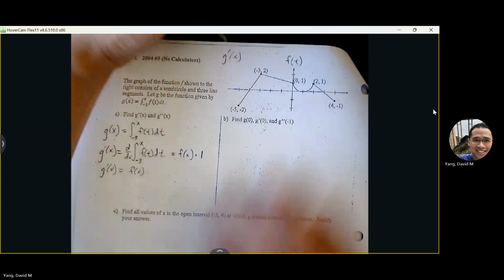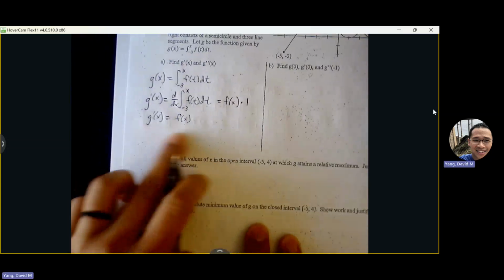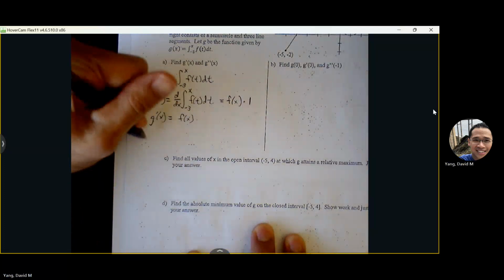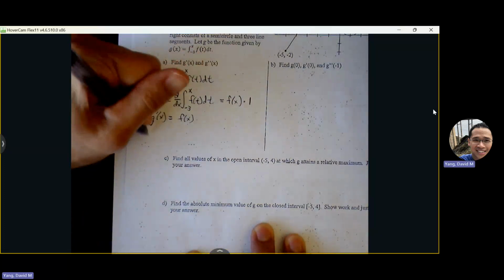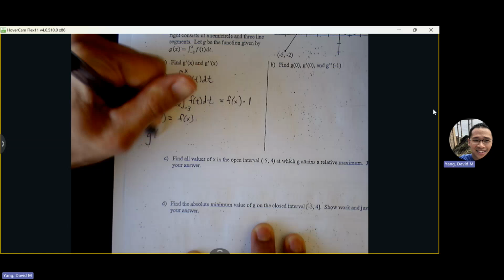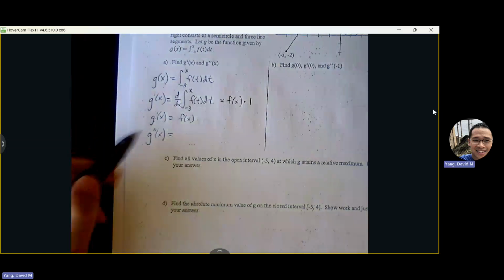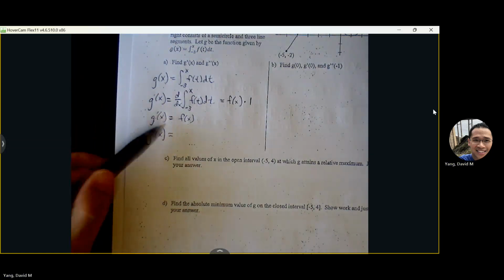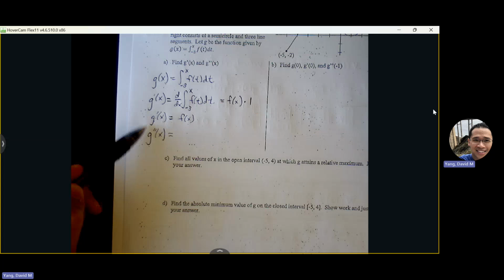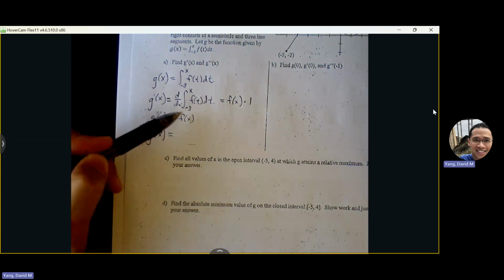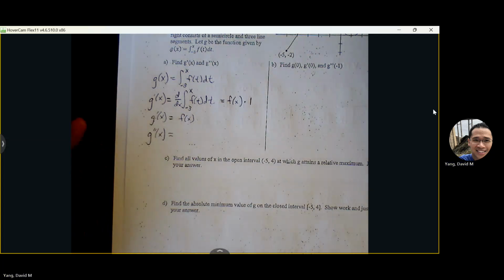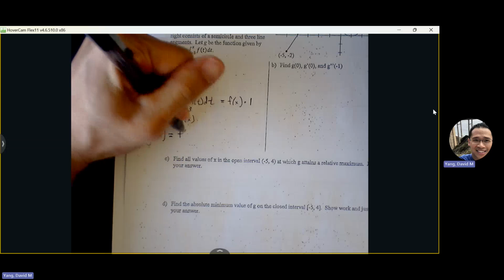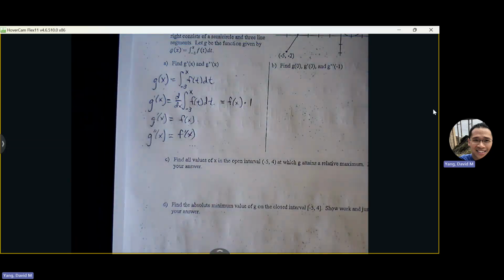Now, if g prime is f of x, then we can just make both go down another level, right? So what do you think g double prime would be then? If g prime becomes g double prime, then f would become what? f prime. Yep. So they're at a staggered relationship with each other. So f and g are off by one derivative.